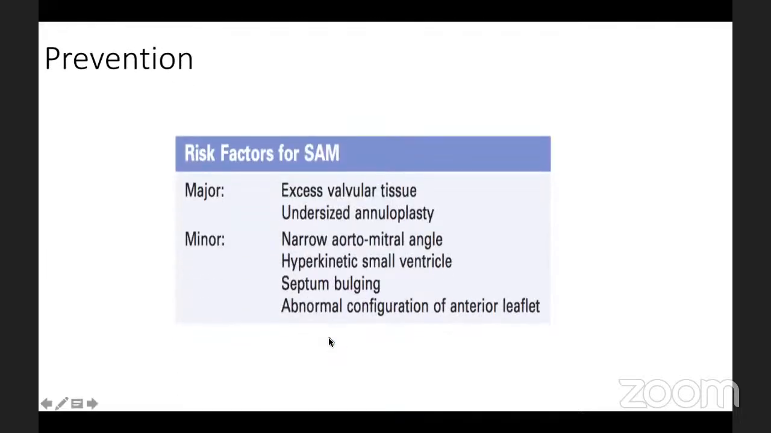So moving to the prevention part. In order to prevent SAM, we need to know the risk factors. So we have major and minor risk factors for SAM. The major are excessive valvular tissue and undersized annuloplasty. And the minor factors are the narrow aortomitral angle, hyperkinetic small ventricle, septum bulging, and abnormal configuration of the anterior leaflet.